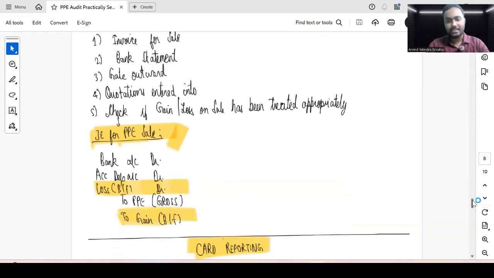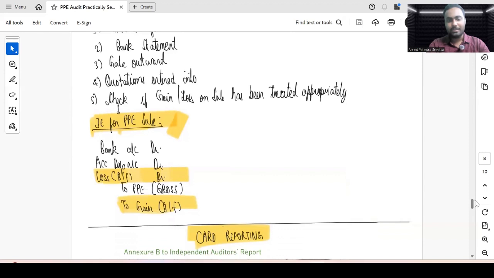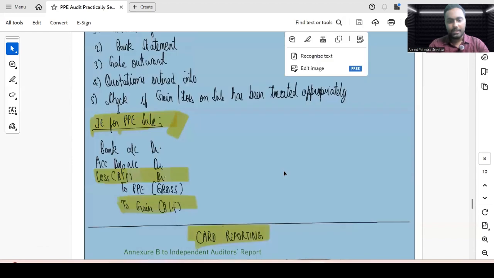I've just given you the basic journal entries for PPE deletion. Basically, bank account debit, your accumulated depreciation will be debited because you would have earlier credited your accumulated depreciation. You're reversing it now. Then you will credit your PPE to the extent of your gross block value. And your balancing figure, if it comes in the debit, it would be a loss. And if it comes in the credit, it would be a gain. I hope you understood this.